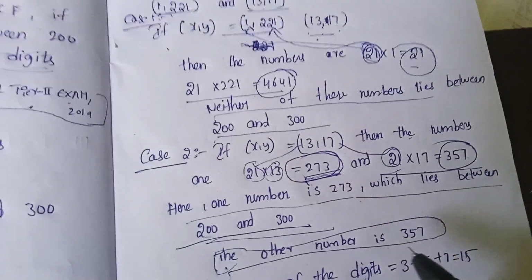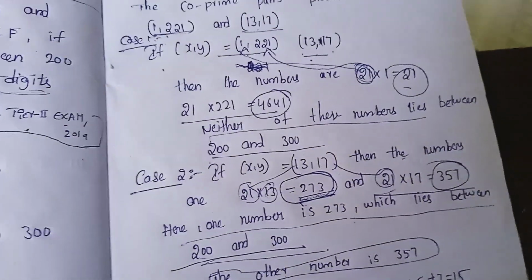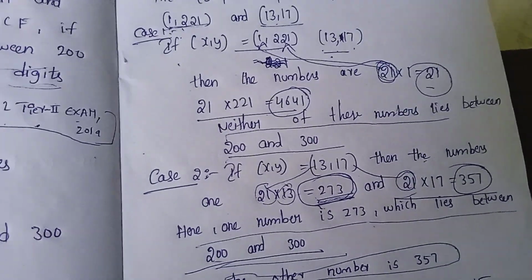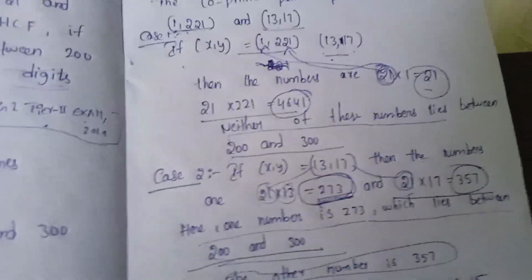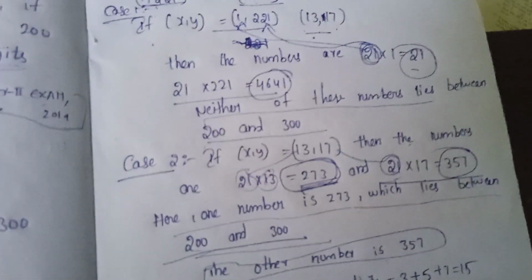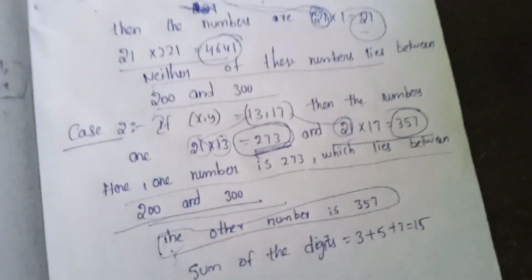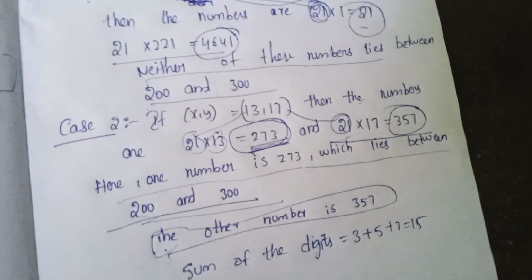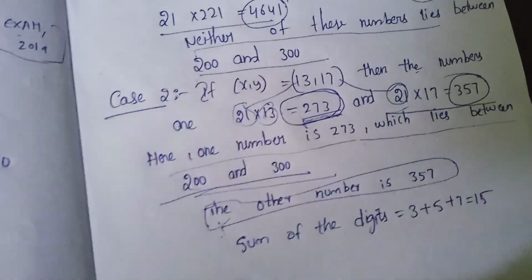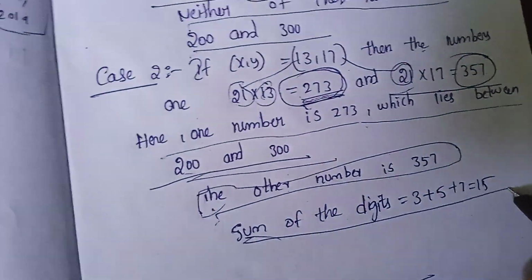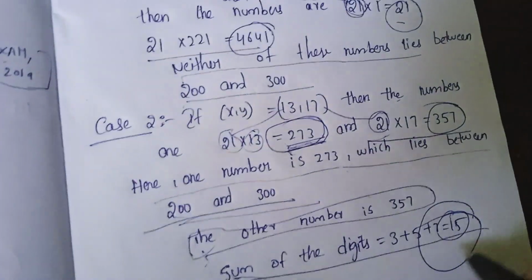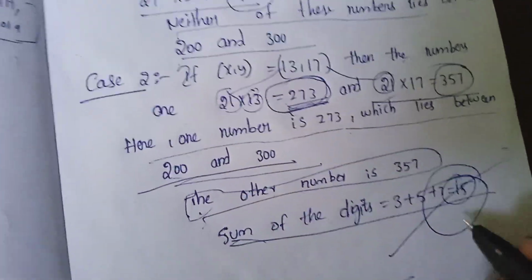Why? Because the question asks about the other number, not the one that lies between 200 and 300. That is clearly mentioned in the question. When we observe that particular sentence, we find the answer carefully. The sum of the digits of the other number is 3 plus 5 plus 7, which gives 15. So this is the correct answer.